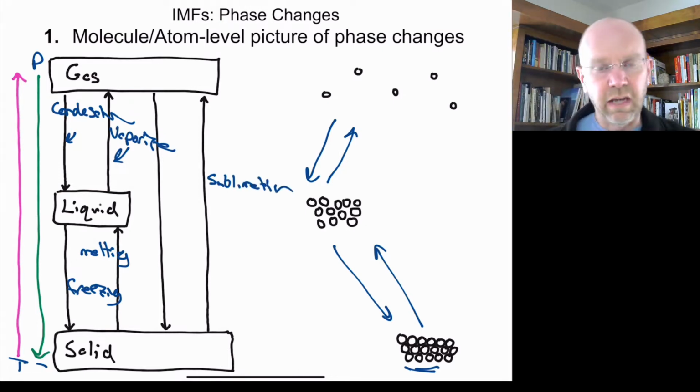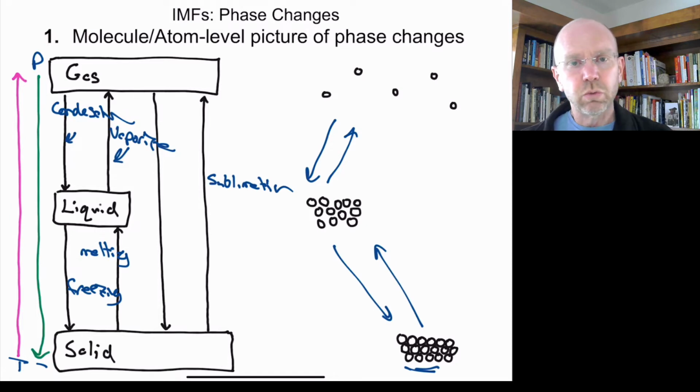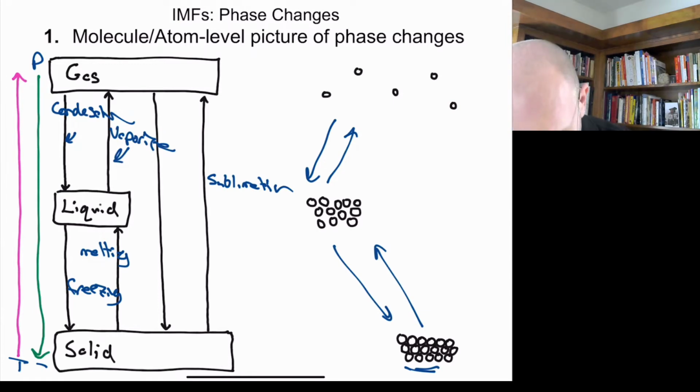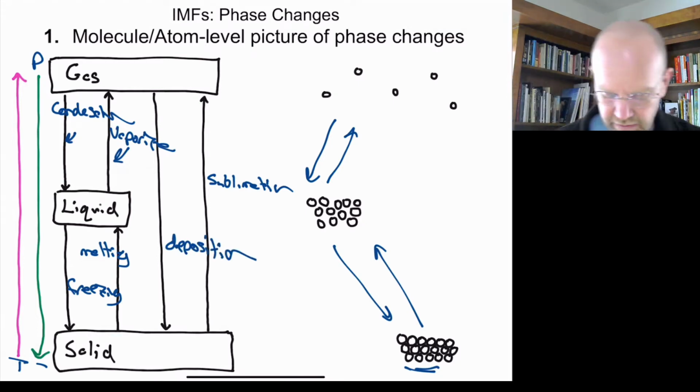Sublimation. And the opposite also happens if you cool down carbon dioxide at around atmospheric pressure. What's going to happen is it's going to skip the liquid phase and it's going to go immediately from the gas to the solid, and we call that deposition. Okay, deposition is the name of that process.